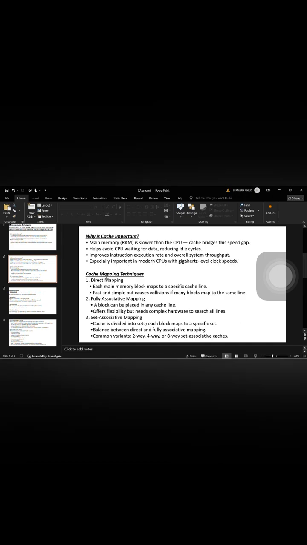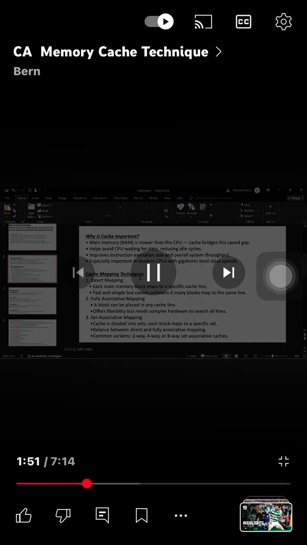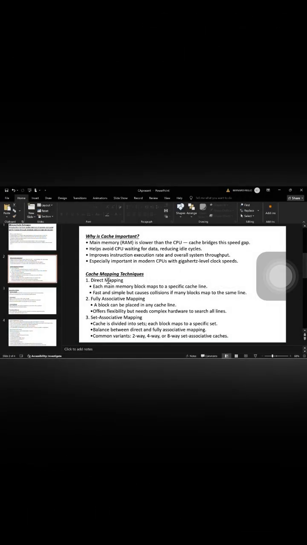And now let's come to cache mapping techniques. In cache mapping techniques we have the direct mapping. In direct mapping, each main memory block maps to a specific cache line, and it is fast and simple, but causes collision if many blocks map to the same line.